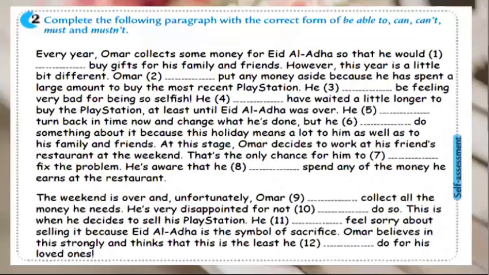Next exercise, still we are practicing modals. We have to use the correct form of be able to, can, can't, must, and mustn't to complete this article. Again, complete this paragraph with the correct form. So you have to use the correct form, not just be able to. It can be is, are, was, were, and so on. Can, can't, must, and mustn't. Take your time. I'll be back in a minute.